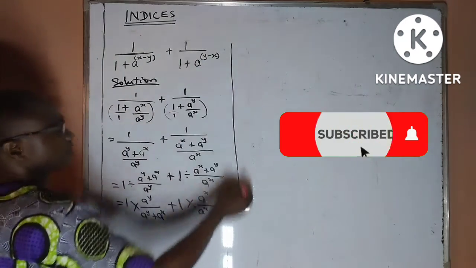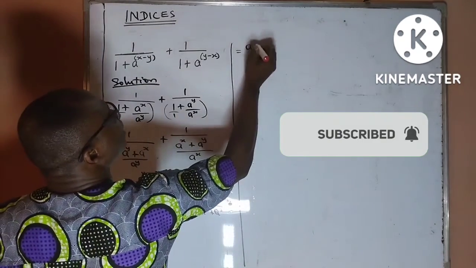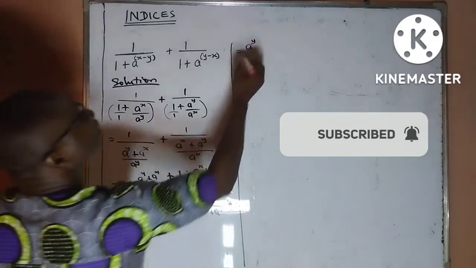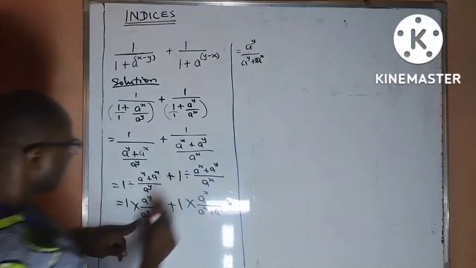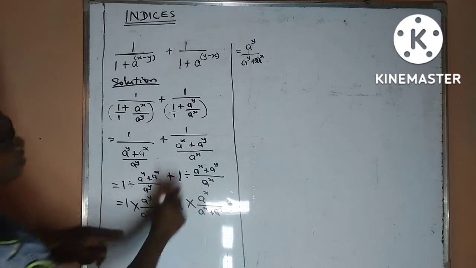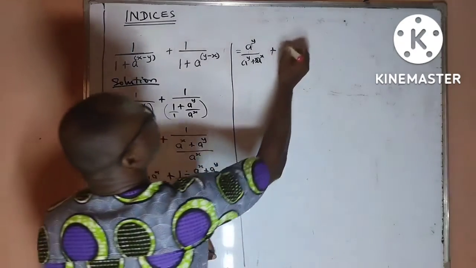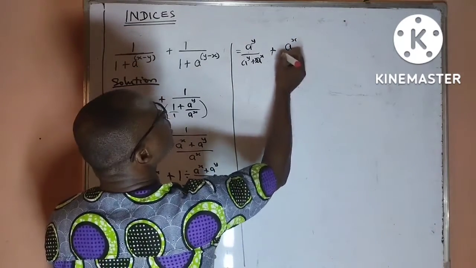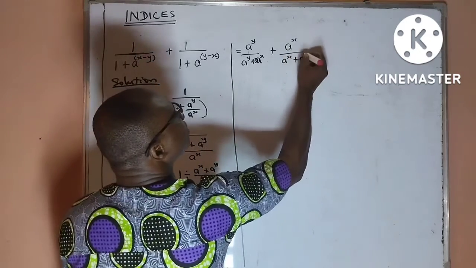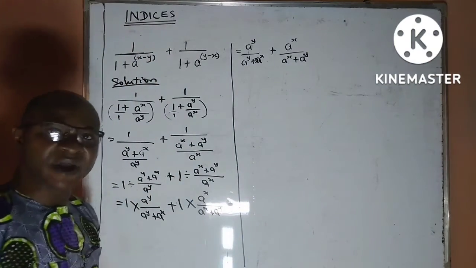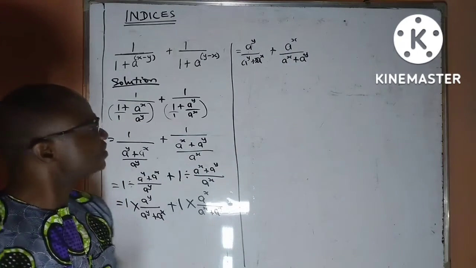Now, let's continue. I want to multiply it by 1. 1 times this will give me a raised to the power y all over a raised to the power y plus a raised to the power x. That is when I use 1 to multiply. Plus my sign. Then I have 1 times this expression will still give me a raised to the power x all over a raised to the power x plus a raised to the power y. So that is what I will have from the right hand side. Now, looking at it, I will now find the LCM.